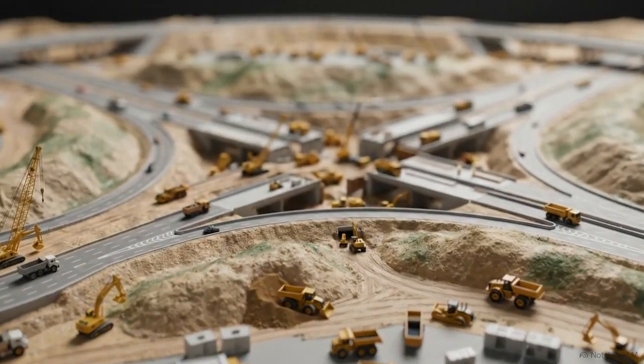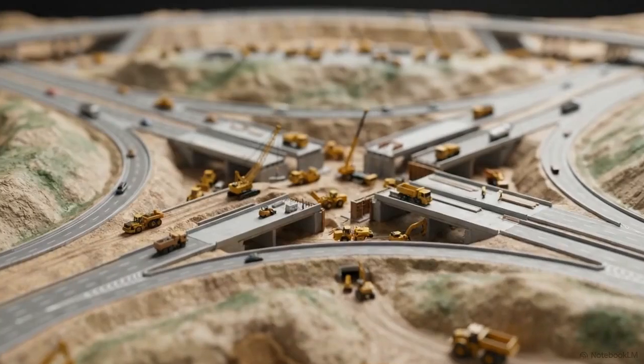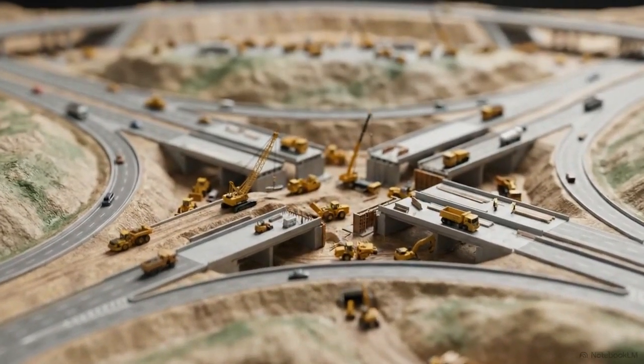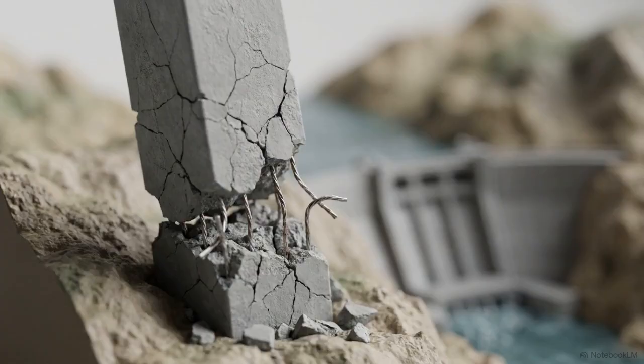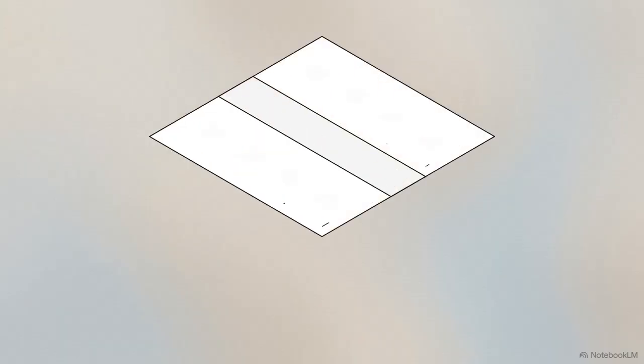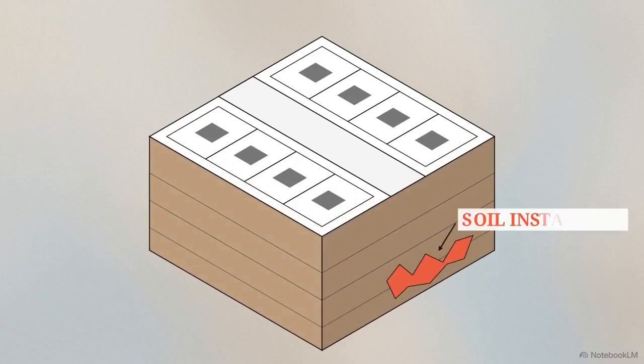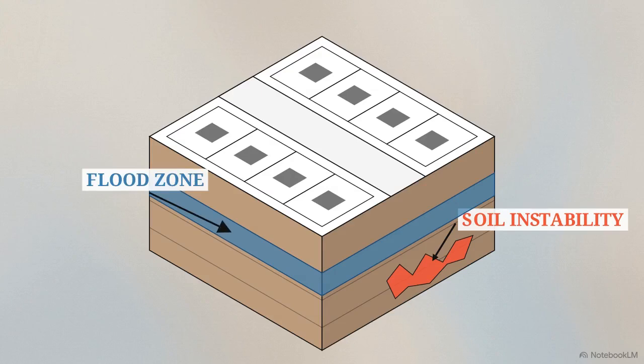Building a massive piece of infrastructure like a sweeping highway interchange or a high-capacity dam carries immense physical and financial stakes. A single oversight in the planning phase can lead to catastrophic failure. For decades, planning meant relying on traditional 2D flat maps. The problem is that a flat map only shows you surface borders. It hides the invisible constraints beneath the surface, like deep soil instability or historical flood zones.